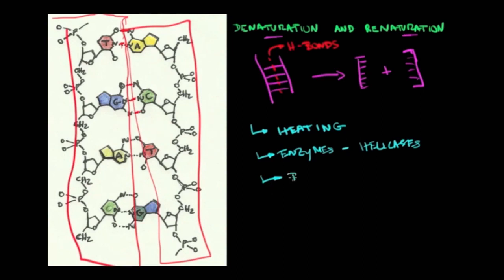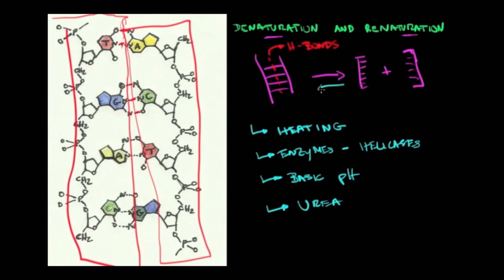But another condition of the environment is basic pH. If you increase the pH in a solution, you will definitely see that the double-stranded DNA molecule will become two single-stranded DNA molecules. Another molecule that can cause denaturation is urea. Okay?